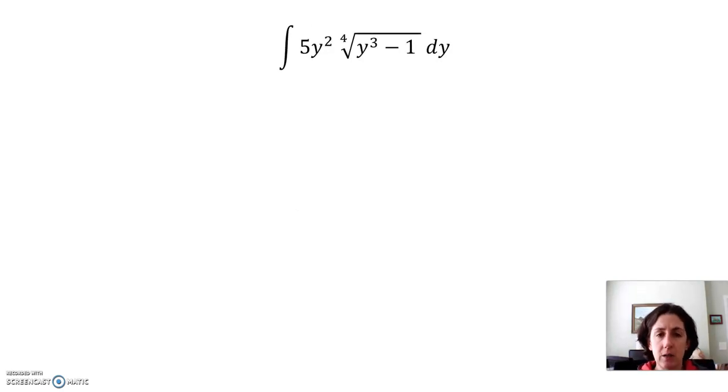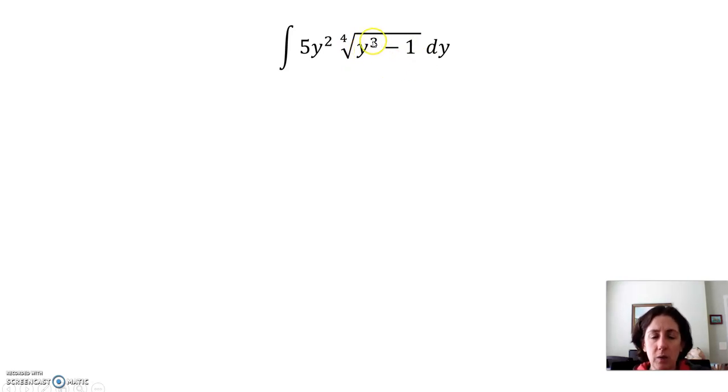All right, let's take a look at this one. The integral of 5y squared times the fourth root of y cubed minus 1. So we're going to have to pick something to be our u. Now, of course, this is all being raised to the 1/4 power. So maybe what we want to do is pick what's underneath this radical, or that's being raised to a power.